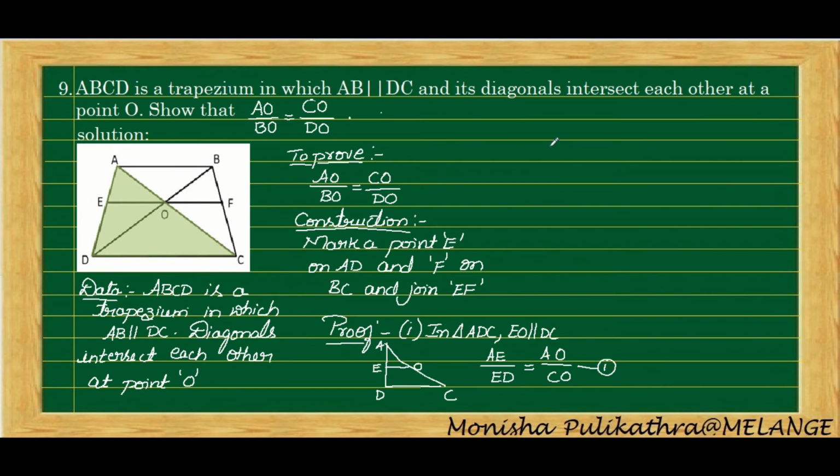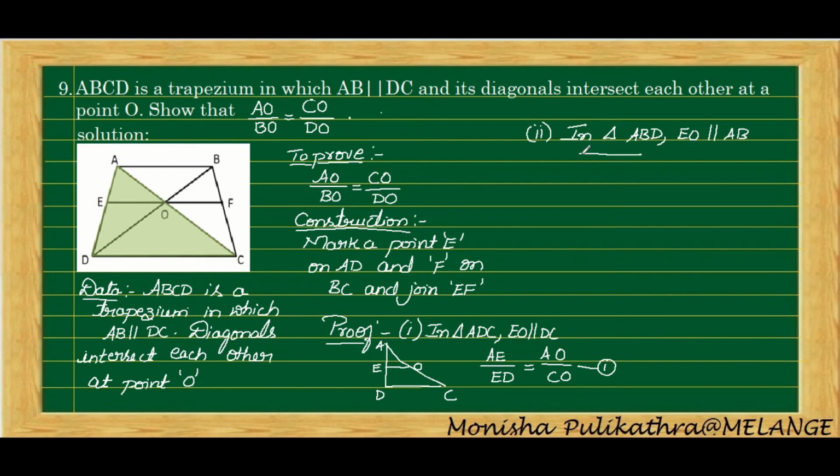Let us move on to the second case. In the second case, we can't take triangle ABC. If we take triangle ABC, in the ratio we will get AO by CO itself. But we need to prove AO by BO is equal to CO by DO. Already we got AO and CO here. We need to get BO and DO, right? If we want BO and DO, we need to take this triangle. So let us take triangle ABD. In triangle ABD, EO is parallel to AB.